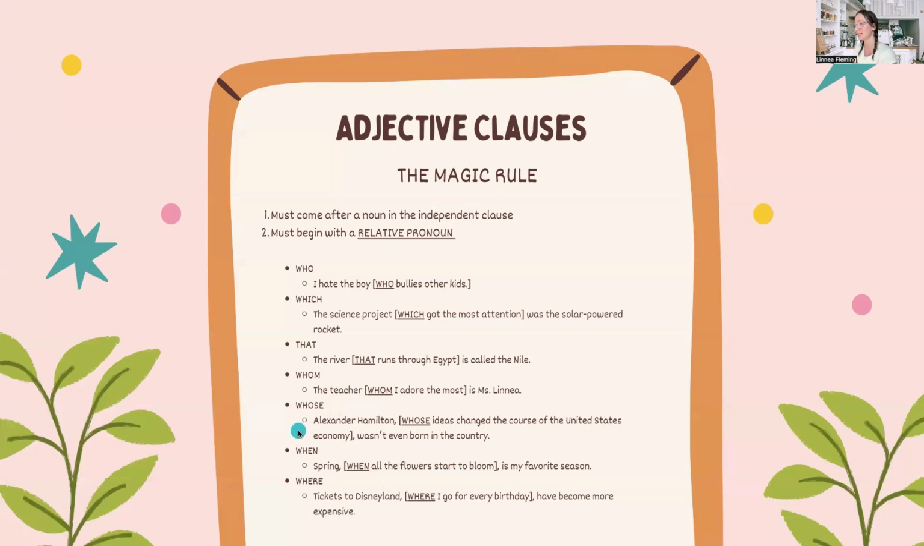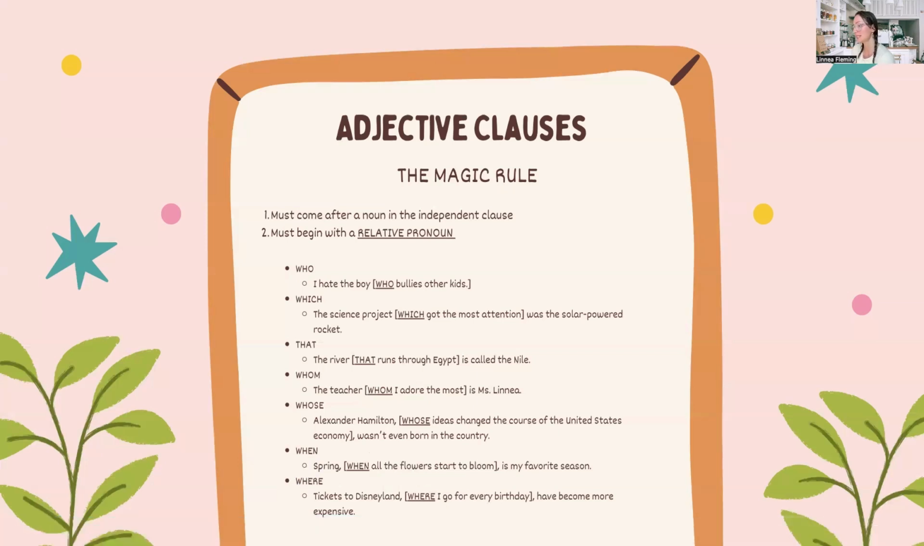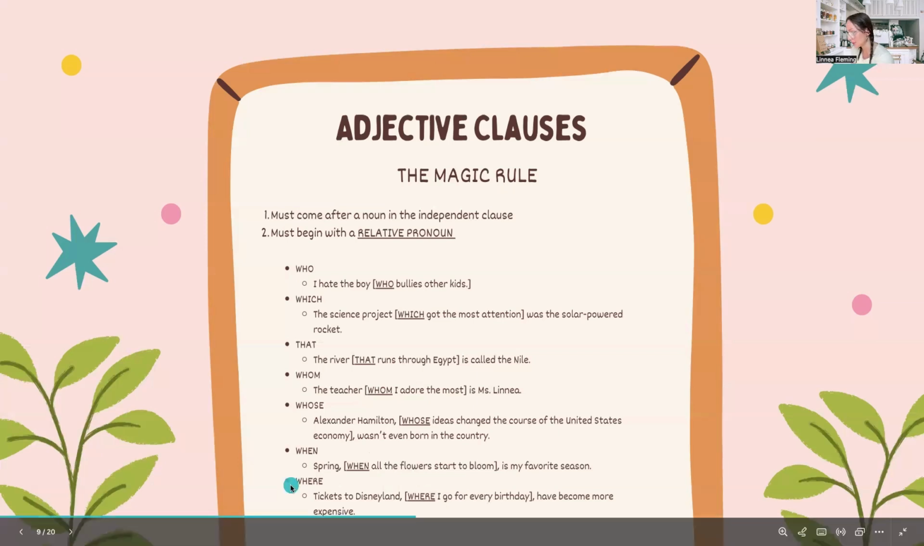Alexander Hamilton, whose ideas changed the course of the United States economy, wasn't even born in the country. So whose ideas changed the course of the United States economy is referring to Alexander Hamilton. It's describing the noun Alexander Hamilton. Spring, when all the flowers start to bloom, is my favorite season. Notice if you use when, the noun that you're referring to has to be a time period. If you use where, the noun that you're referring to has to be a place. Tickets to Disneyland, where I go for every birthday, have become more expensive.